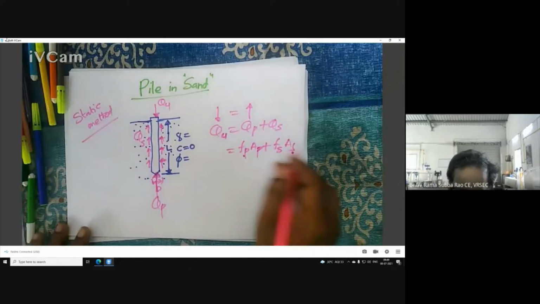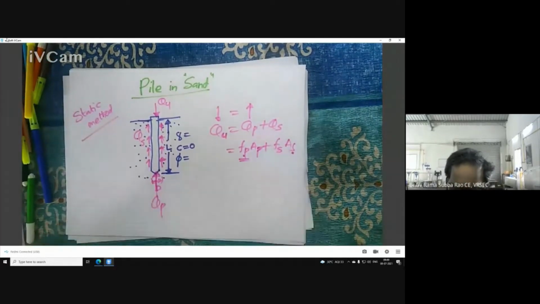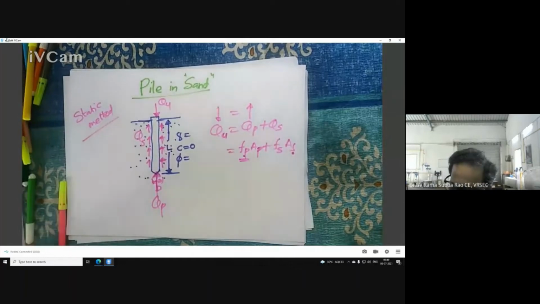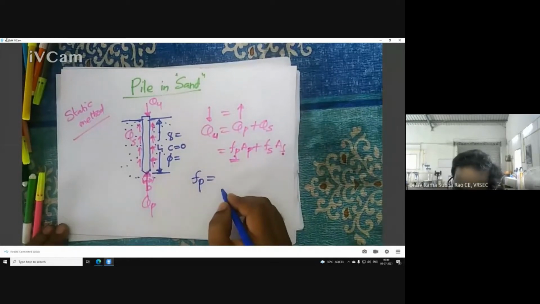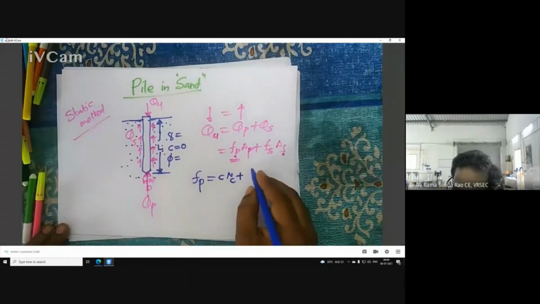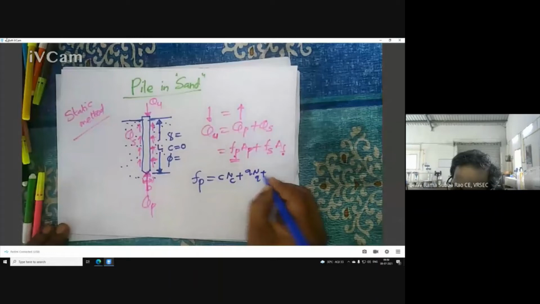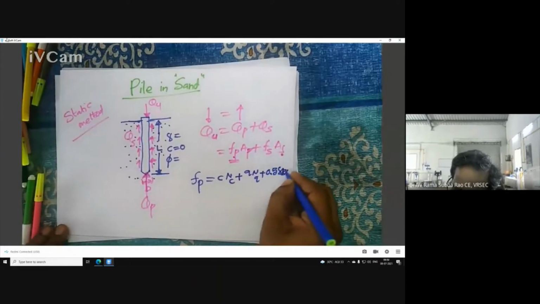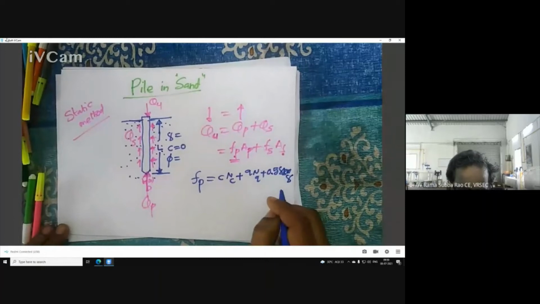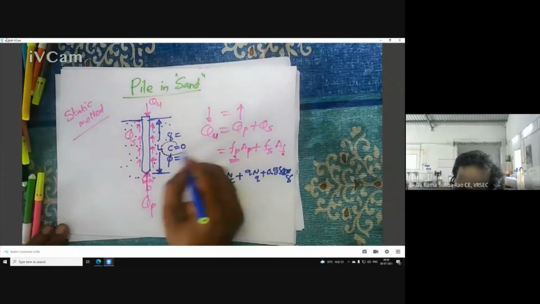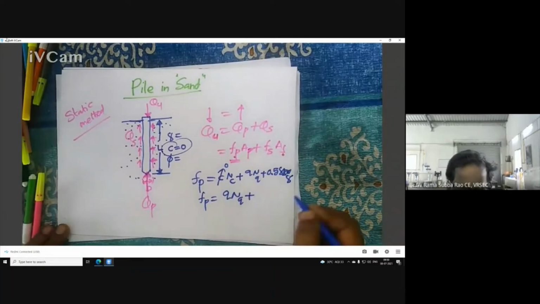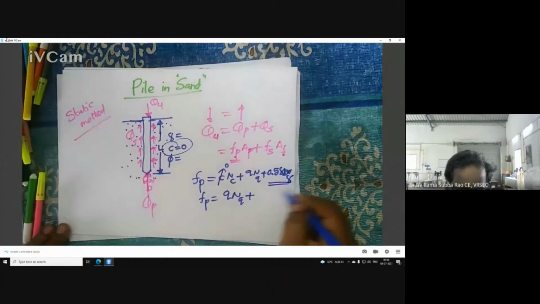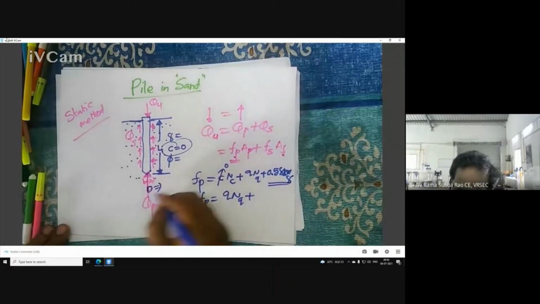Now the discussion is how to calculate fP. Hope you understood. So how to calculate fP? In fact, you see, fP is end bearing. What is the bearing capacity equation for a shallow foundation? Here you see it is sand, so C is 0. At the end, what I am getting is q Nq. And you can ask me, sir, I am also neglecting 0.5 gamma B N gamma. The reason is because D is very small.